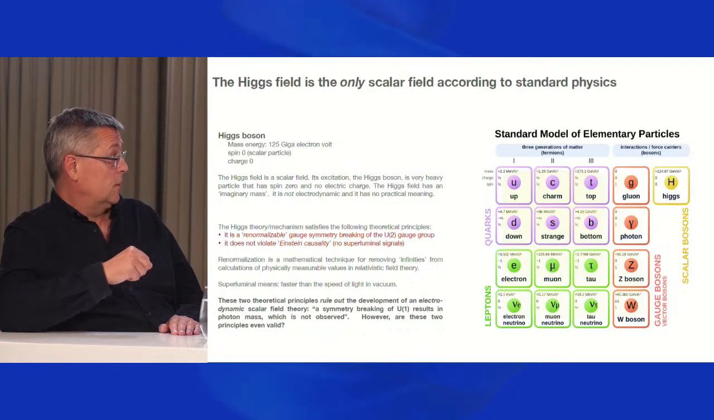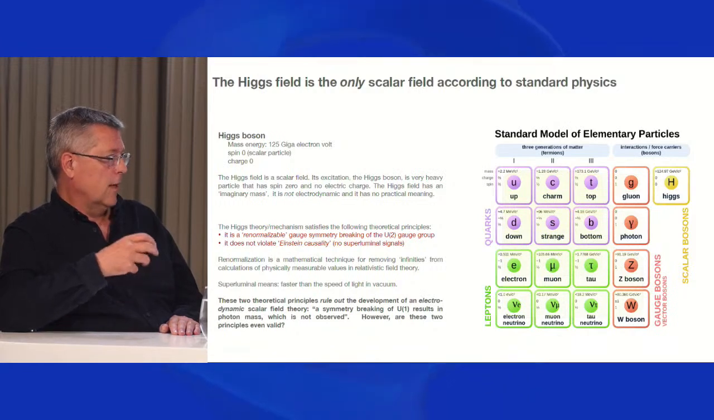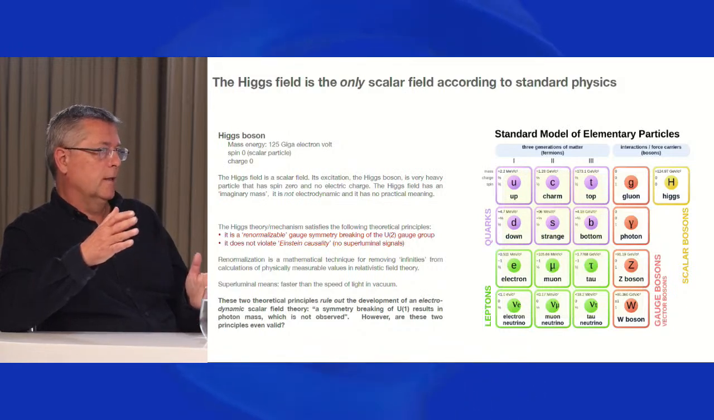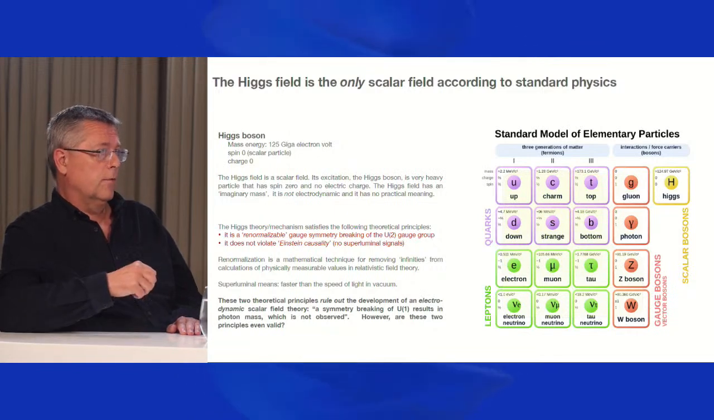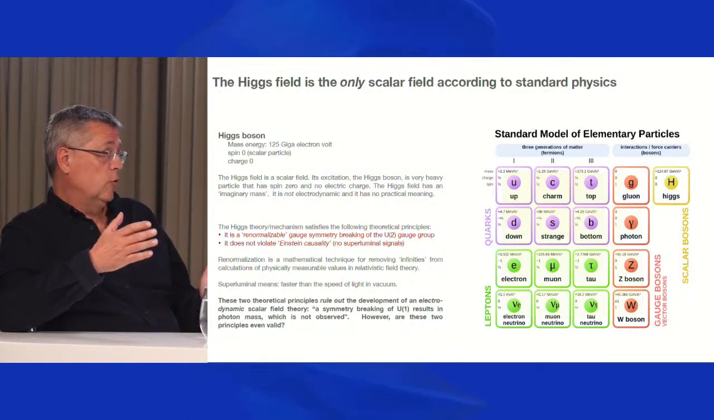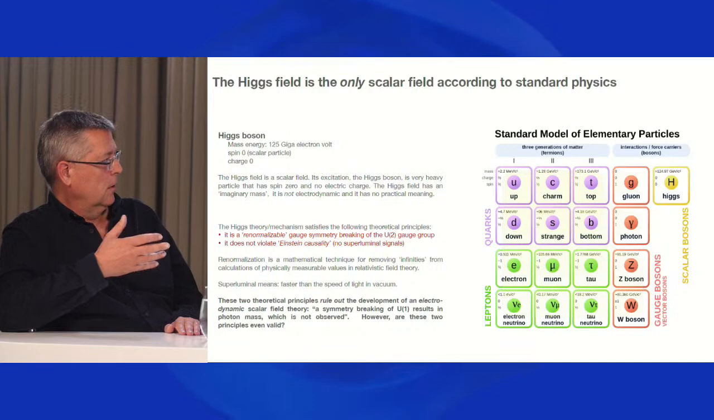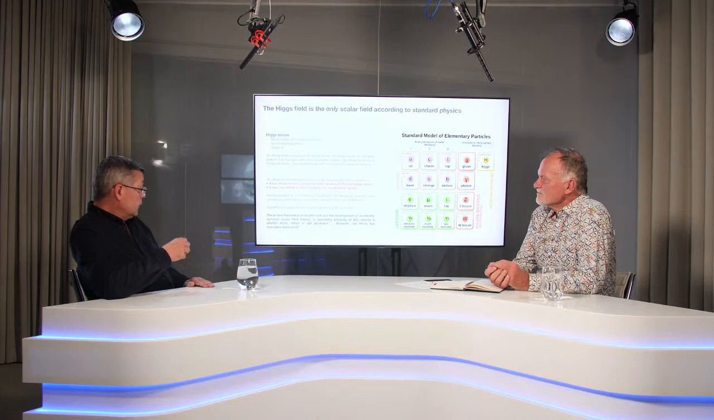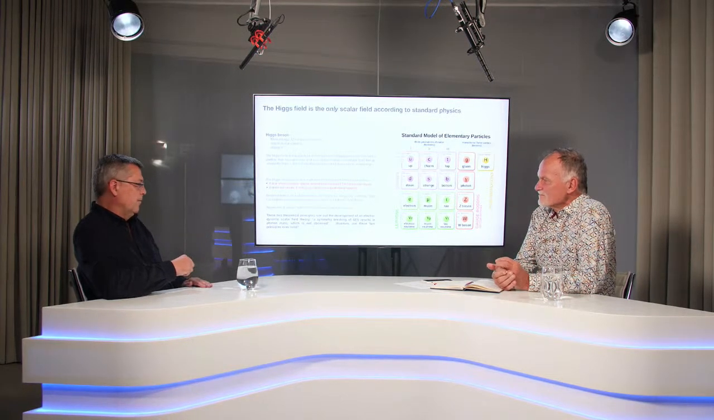What is renormalization? It is a mathematical technique for removing infinities from calculations of physically measurable values. So that's something that is finite if it's measurable. And also in the relativistic field theory. And superluminal means faster than the speed of light in vacuum. So that's the other term that I should explain a little bit. So the question is, are these principles correct actually in practice? Is this really physics?